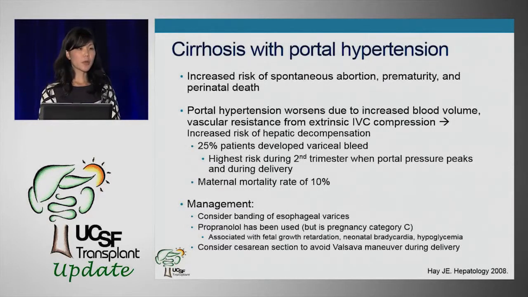Management can be tricky, but really revolves around managing the portal hypertension. Consider banding the esophageal varices, particularly if you have the luxury of doing it before pregnancy. And propranolol has been used to manage portal hypertension in cirrhotic women, although it is technically pregnancy category C and has been associated with some risk to the fetus. And I would certainly recommend a C-section rather than a vaginal delivery to avoid the Valsalva maneuver.